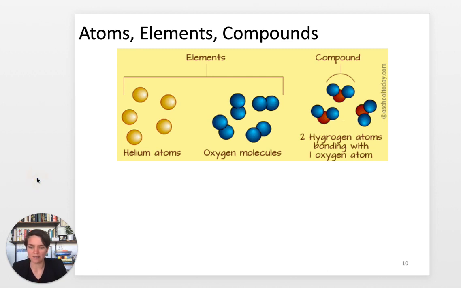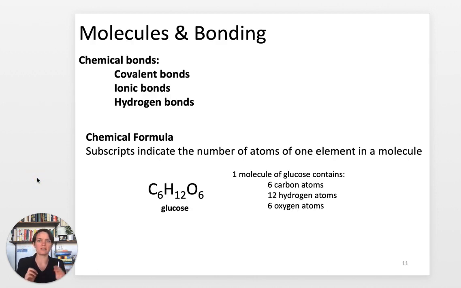Okay, so the rest of this chapter is going to be looking at molecules and bonding. So we have 3 different kinds of bonds that we're going to talk about: covalent, ionic, and hydrogen bonds. You might already be familiar with those. We're going to explore each one individually. But I do just want to introduce you to this system in case you're not familiar.